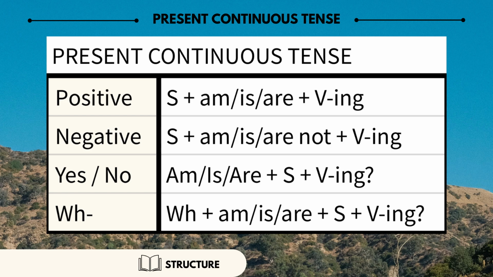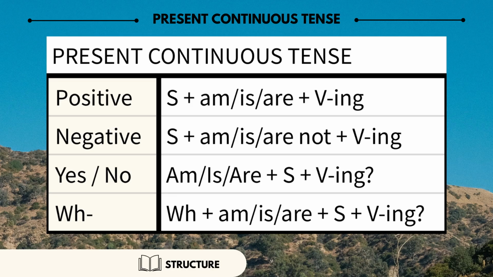3. Yes/no question. Now let's make questions. In English, when we ask yes or no questions in the present continuous, we simply switch the order of the verb be and the subject. So instead of saying the sentence normally, we bring the verb first. For example, are you studying now? We are checking if the action is happening right now.